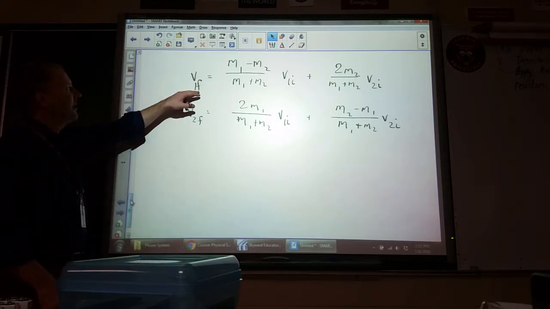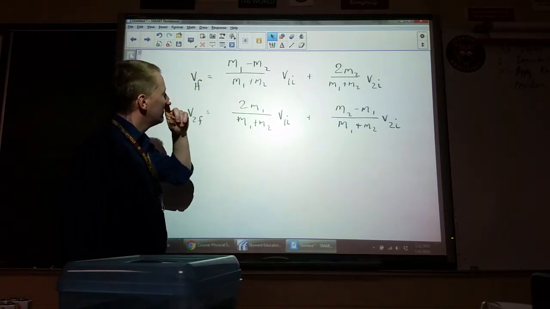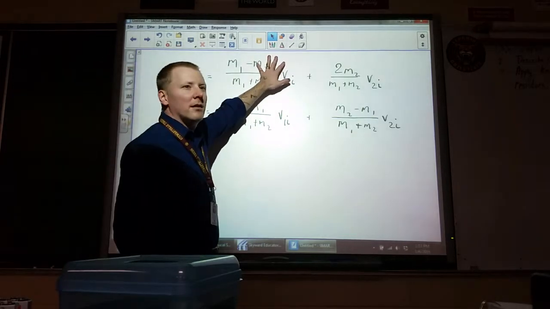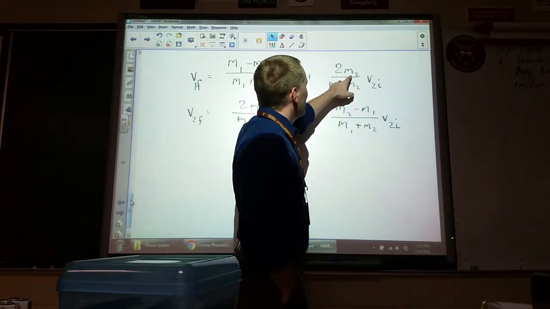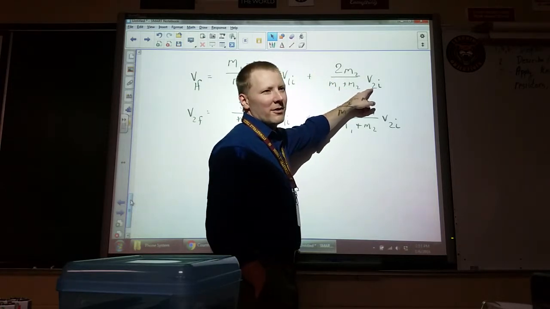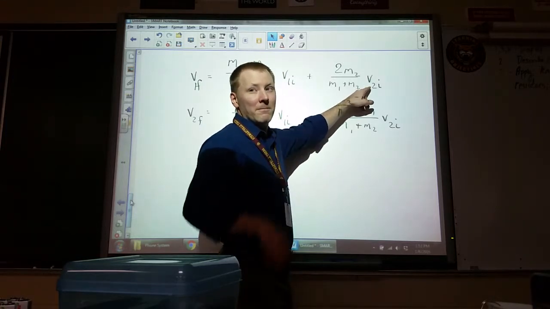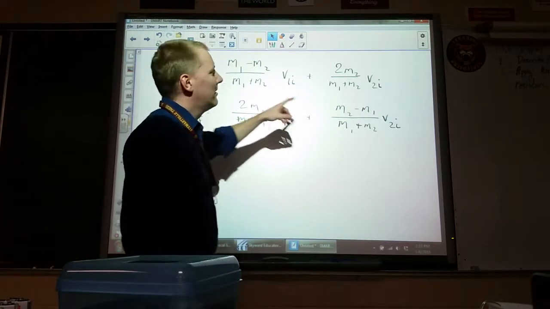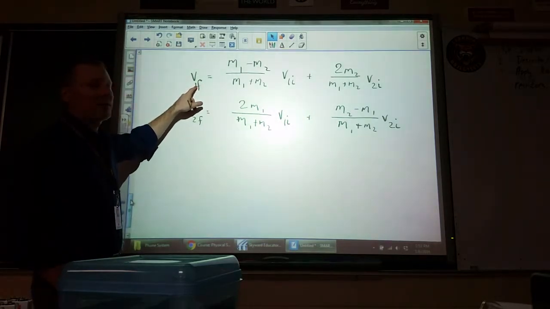The V1 final here. We've got a term of M1 minus M2, which is 0. Okay, this term goes away. So it's determined by the second term, which is 2 times the mass of the second one over that times the initial velocity of cart 2. What's cart 2's initial velocity? 0. So we have a 0 plus a 0. It's predicting that our first cart will have a 0 velocity after the collision.